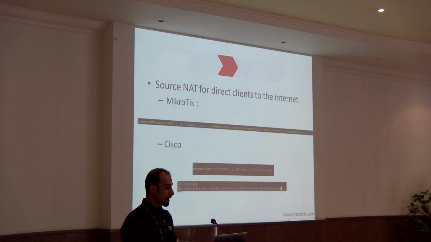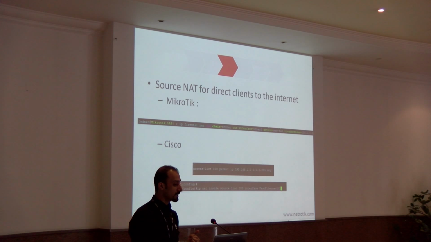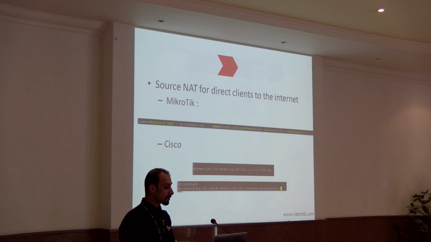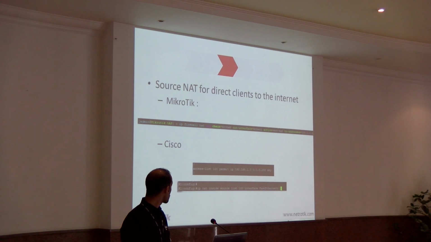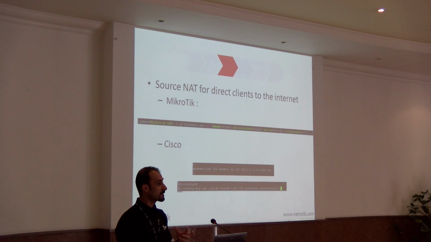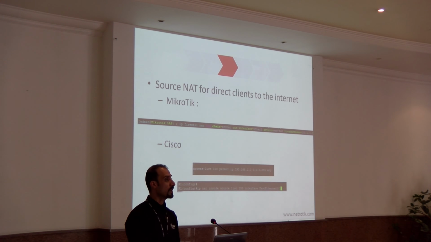Then you need to configure the source NAT for these two routers to direct your clients from your LAN network to the public networks. In the MikroTik RouterOS, you need to go to the IP firewall and then to the NAT menu, and you choose the chain srcnat, as you can see here, and the out interface that the client packets need to be directed to, the internet, the WAN.